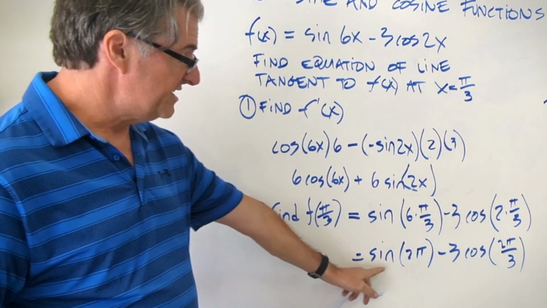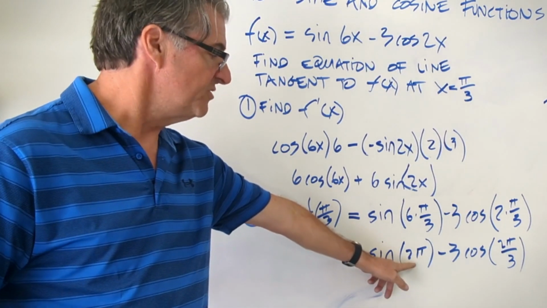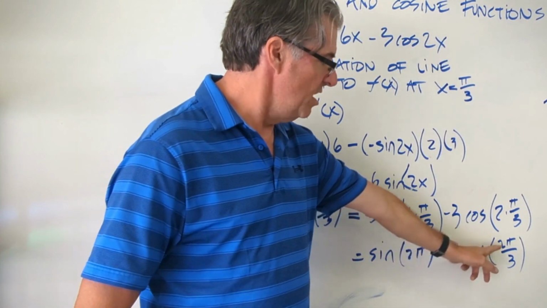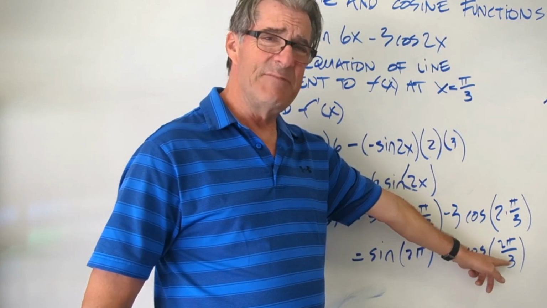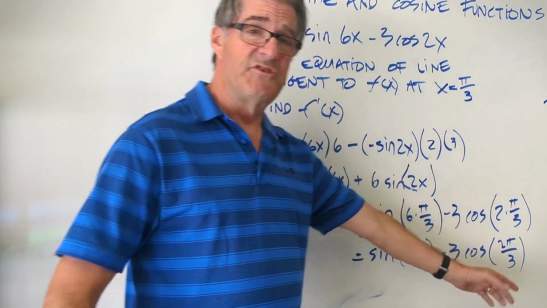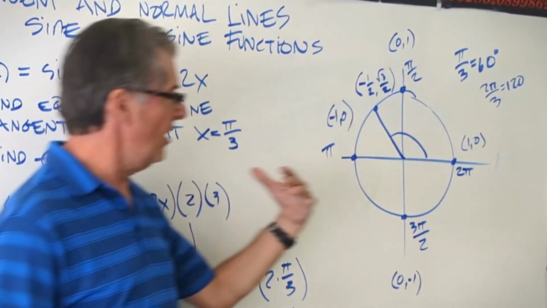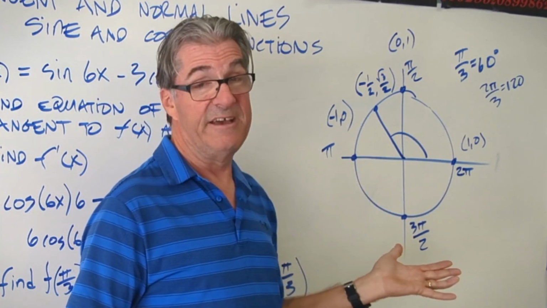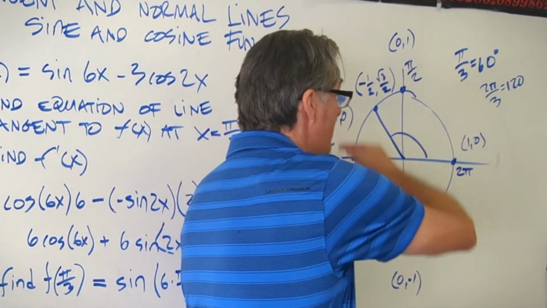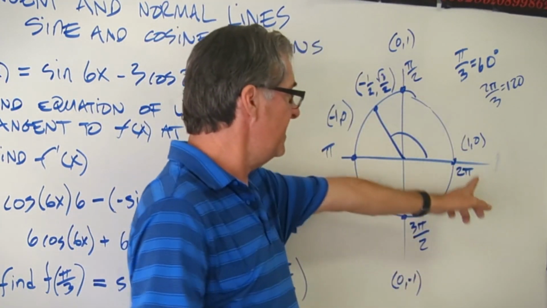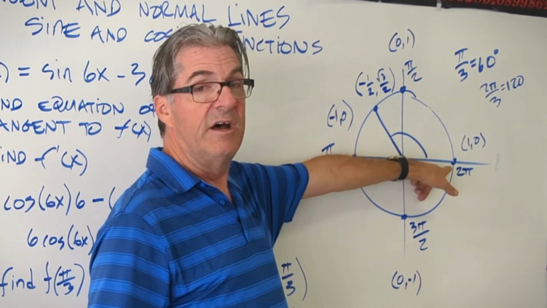So we need the sine of 2 pi. This is an easy one. And we also need the cosine of 2 pi over 3. Slightly more challenging, but not by much. So let's take a look. Let's pop over to our unit circle. 2 pi is all the way around the unit circle. So we're back here at our starting point.